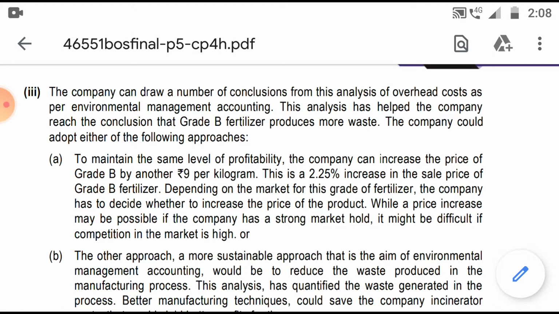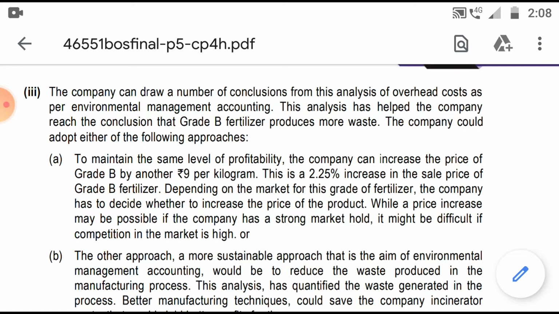Actually, the company could adopt either of the following approaches. First, to maintain the same level of profitability, the company can increase the selling price of grade B by 9 per kilogram. This is a 2.25% increase in the sales price of the grade B fertilizer. So for increasing the profitability, they can increase the selling price by 9 per kilogram.